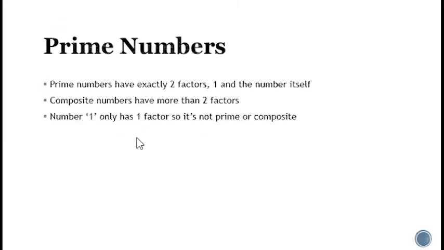Prime numbers have exactly 2 factors, 1 and the number itself, as they can only be divided by 1 and itself. And composite numbers have more than 2 factors. Basically, composite and prime numbers are the opposite of each other. Take note that the number 1 only has 1 factor, so it's not prime or composite.